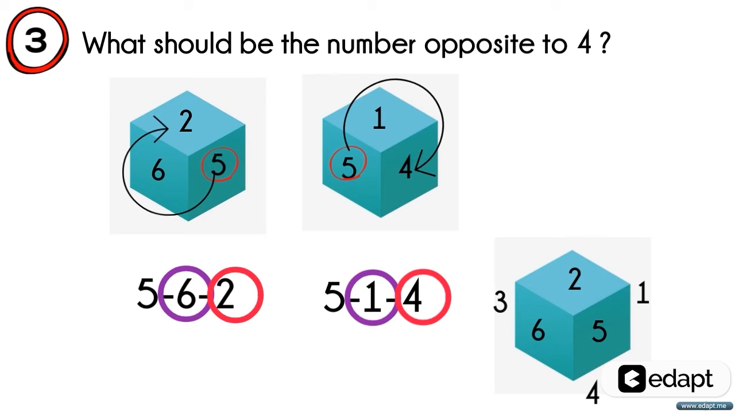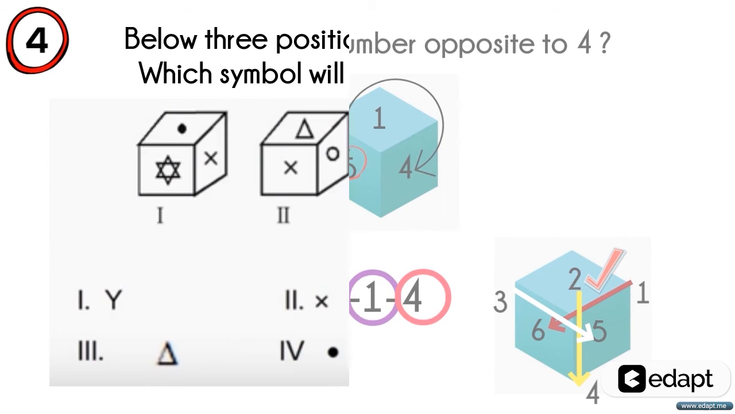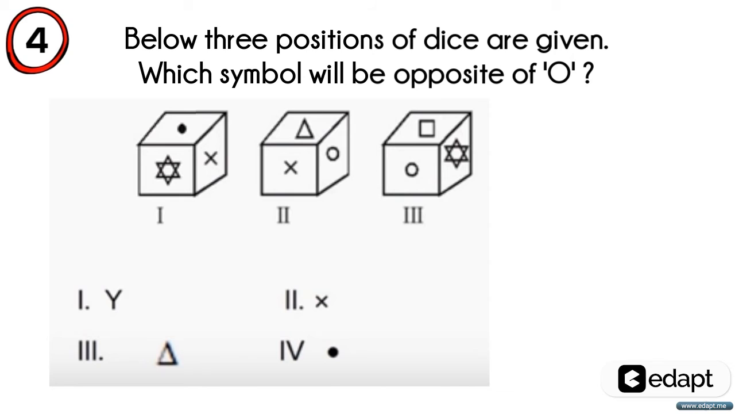Opposite of 1 is 6. Opposite of 2 is 4. Opposite of 3 is 5. Hence, we get the answer: number 2 is opposite to 4. Let's take the next problem. Below, 3 positions of a dice are given. Which symbol will be opposite of 0?